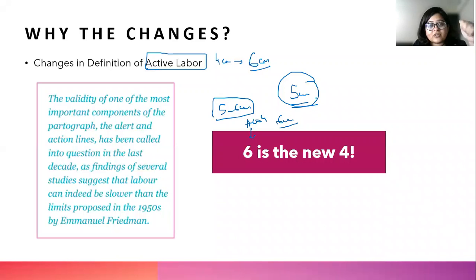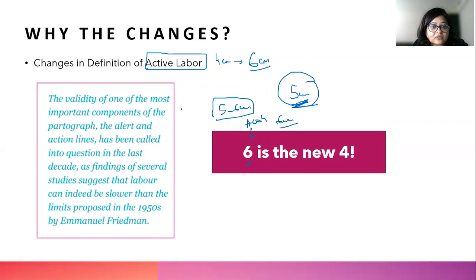So the WHO has not taken 6, it has actually taken 5 centimeters as the new starting point of the active phase. So if you're asked a question, when does active phase begin? By WHO, it is 5 centimeters. Please remember this. ACOG says 6 centimeters, WHO says 5 centimeters. If you're asked about the labor care guide, 5 centimeters is when active labor starts. 4 centimeters is now done away with.